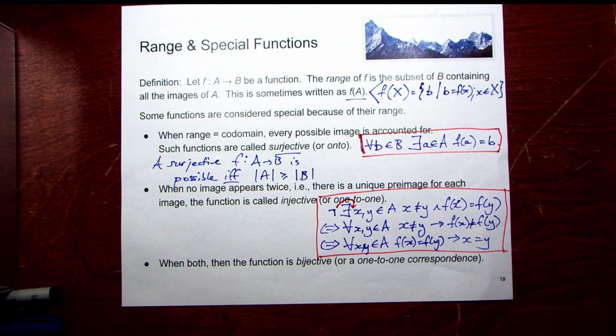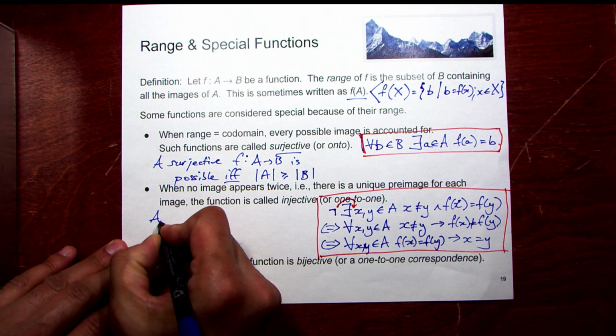Injective is the opposite. For everything that's in set A, it's got to map onto something in set B that nothing else can map onto. So we can't have extra things in A. An injective function has the opposite effect.